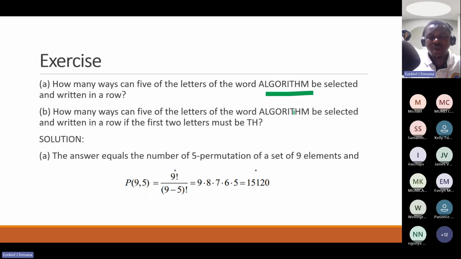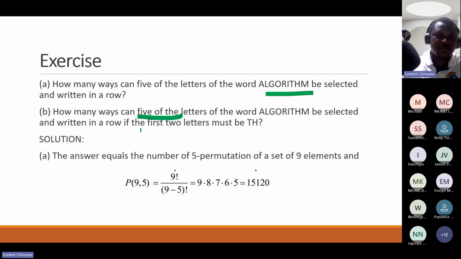And now the next thing to do is to just plug those values into your formula, and then you find the number of ways. Right? And then here question B says, how many ways can 5 of the letters of the word algorithm be selected and written in a row if the first 2 letters must be TH? So here we have a challenge.